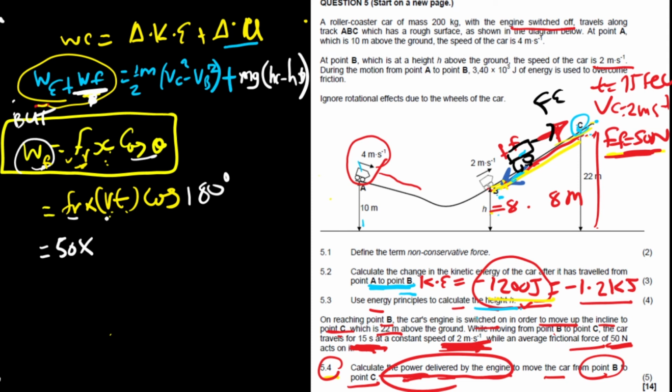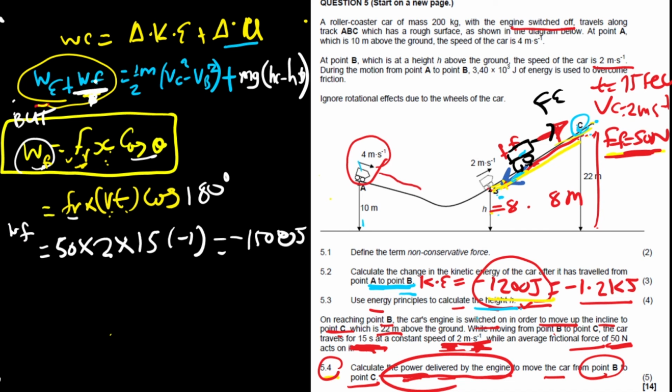So I'm going to say times velocity. Do I have a velocity? Oh yes, the velocity is 2, times time, 15, times cos of 180, which is equal to -1. So you can plug it into a calculator. If I made a mistake, you can check it, because I'm trying to go fast now. Let me try 50 times 2 times 15 times -1. Yeah, -1,500 joules. So this is going to be the work done by friction.